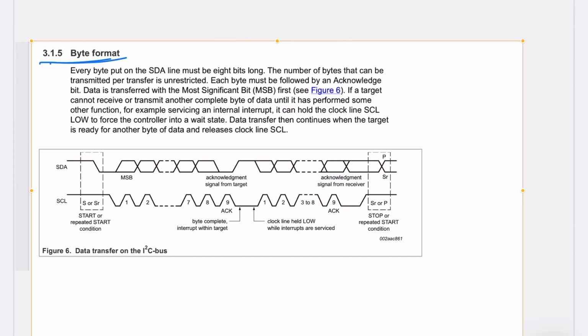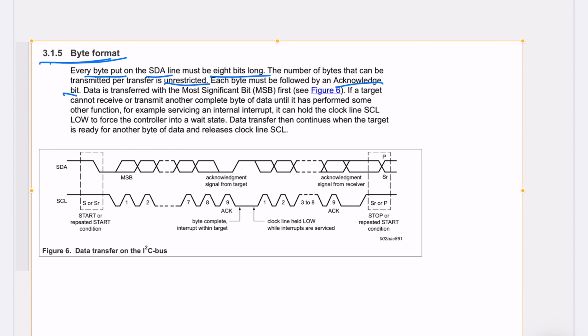We know that every byte is 8 bits long, and this is true for I2C. It says every byte on the data line must be 8 bits long. The number of bytes that can be transmitted per transfer is unrestricted, and each byte must be followed by an acknowledgement bit that comes from the slave.